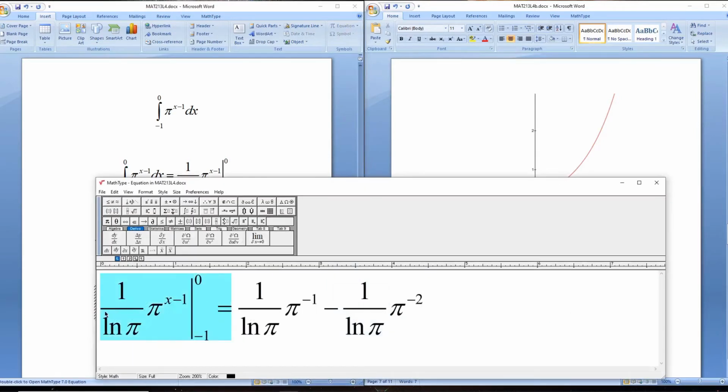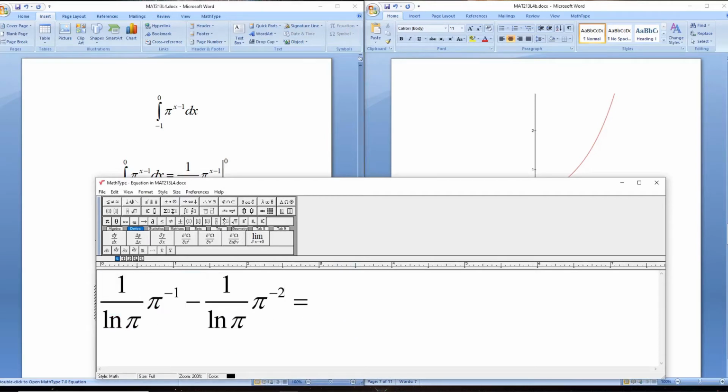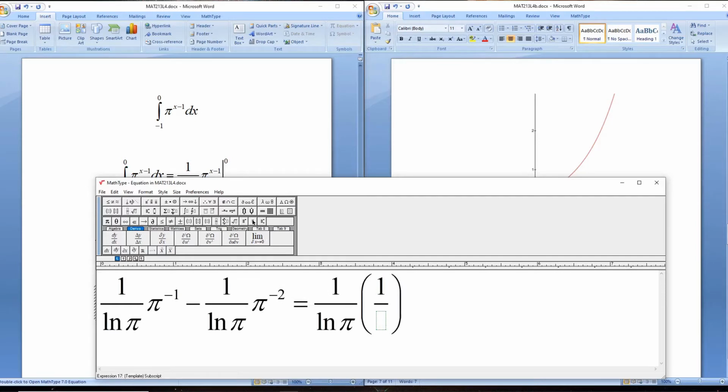Of course, we always want to try to do our best to clean it up as much as we can. And we do have a 1 over natural log in each term, so we can factor that out. And each term also has a pi. So this has a 1 over pi, and this has a 1 over pi squared. So each term has at least a 1 over pi. And then that would leave us with 1 minus 1 over pi.